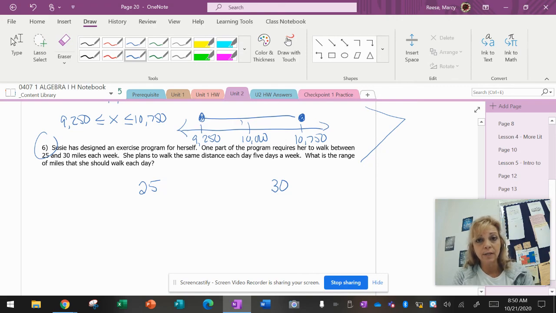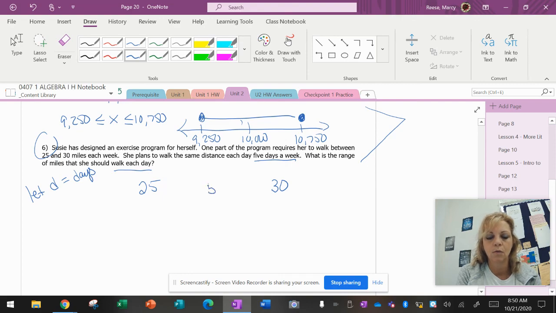Now, that's over a week's time. And it says, what's the range of miles that she should walk each day? So I'm going to say, let D equal days. So if we think about that, we know that there's 5 days in a week. That's how we're referring to this one. We're not counting the weekends. We don't exercise on weekends. So you're going to do 5 Ds.